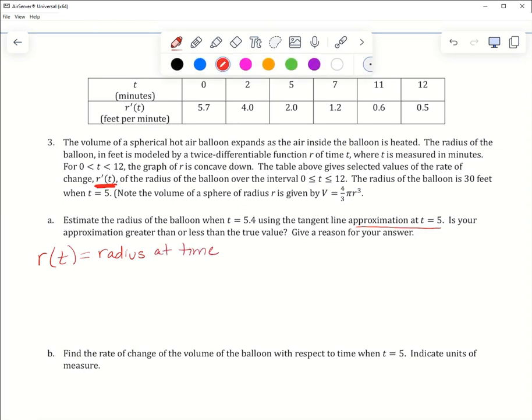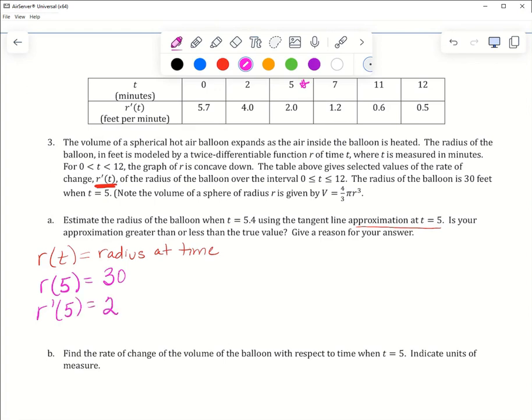What you do have to write down is this. Well, they tell you that r of 5 is equal to 30. So your point is (5, 30). Now, if I'm doing a tangent line at 5, that means I'm going to look at my chart right here. r prime of 5, the rate of change at 5, is 2.